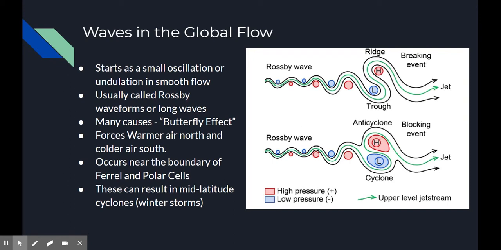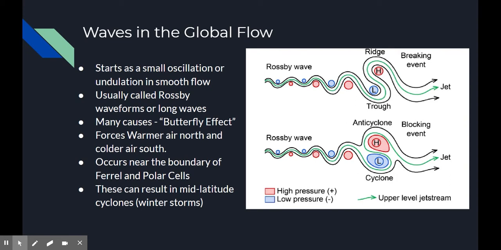There are many causes for them, but one of the easier ways to describe it is called the butterfly effect, and that's essentially a butterfly flaps its wings in China and you have a winter storm in New York City. This is all part of chaos theory, but really what it means is that small little disturbances start to add up and make bigger disturbances until they go to full-blown weather systems. It's kind of like a snowball rolling downhill. It gets bigger with time.